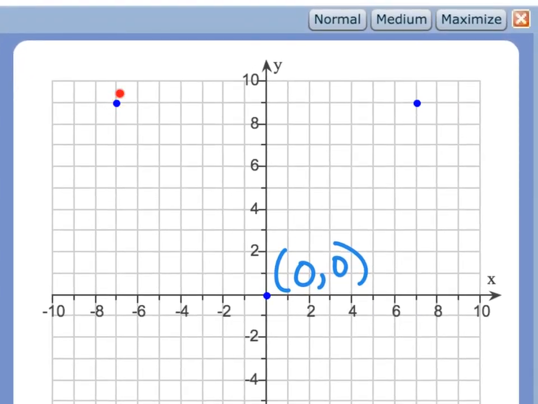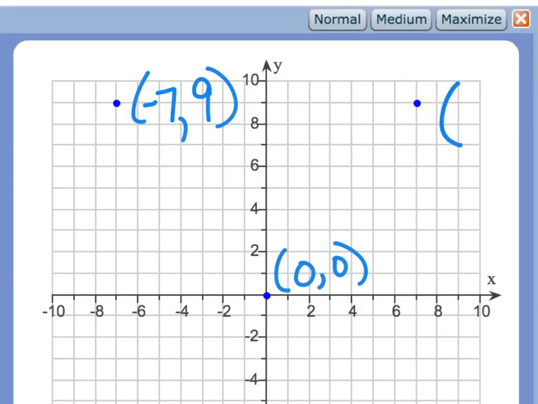Oh, let's take a look at this one. Again, it's going to be an ordered pair. We went to the left 7 and then up 9. So that becomes a positive 9 there instead. So -7, 9.